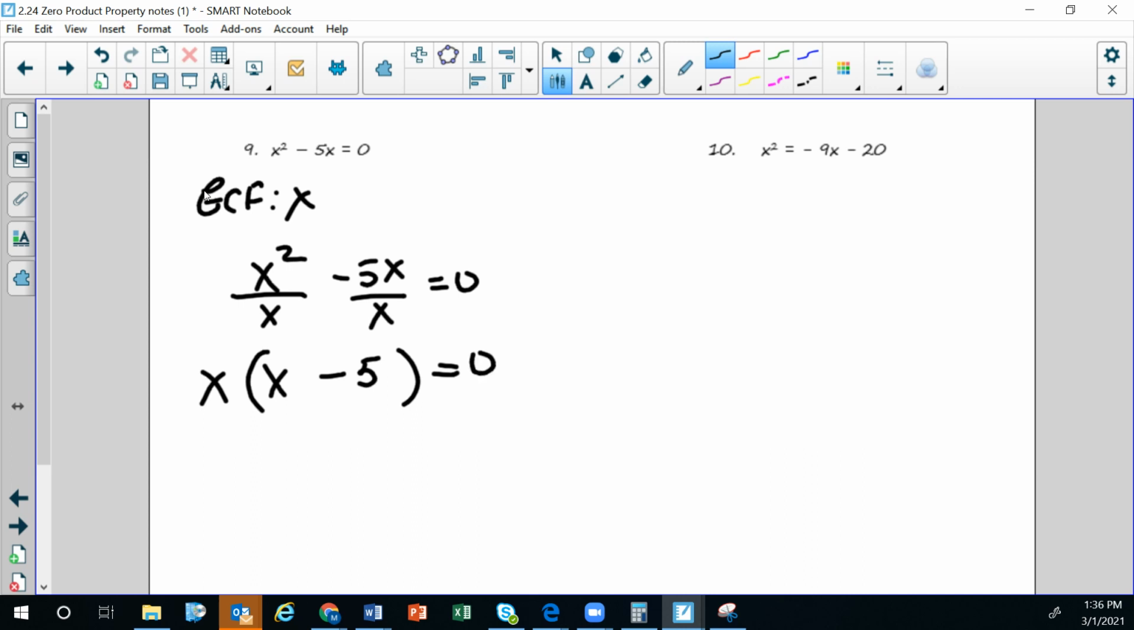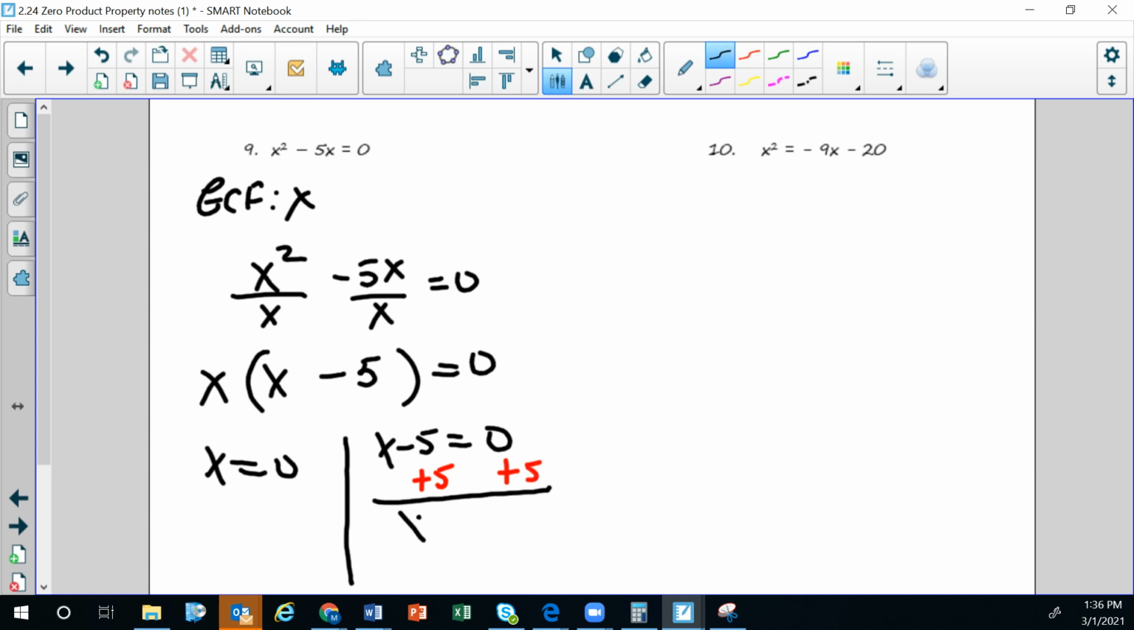I set both factors to 0, x equals 0. That's one solution. And the other one is x minus 5 is equal to 0. And if I add plus 5 to both sides, that will give me x is equal to 5. So those are my solutions, the zeros. All right. Now let's look at number 10.